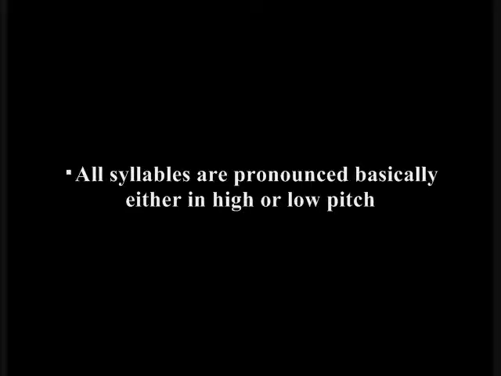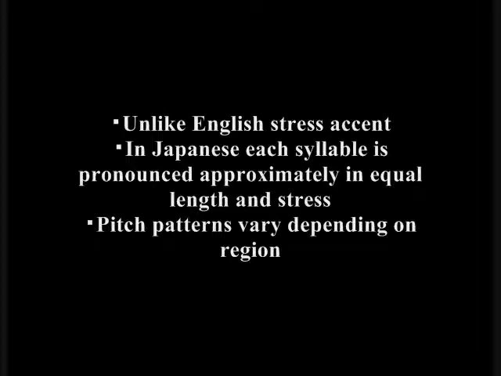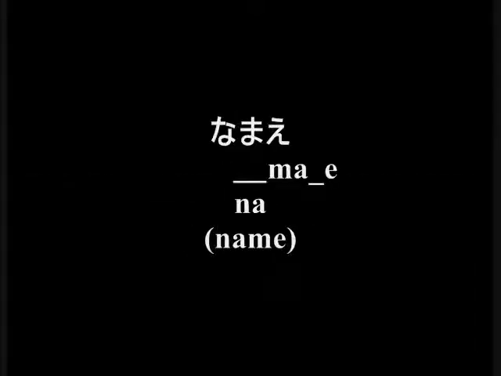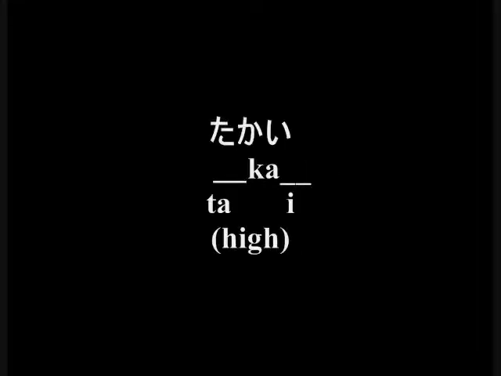Japanese has a pitch accent. All syllables are pronounced basically either in high or low pitch. Unlike the English stress accent, in which stressed syllables tend to be pronounced longer and louder, in Japanese each syllable is pronounced approximately in equal length and stress. The pitch patterns in Japanese vary greatly depending on the region of the country. For example, asa, morning, namae, name, takai, high.